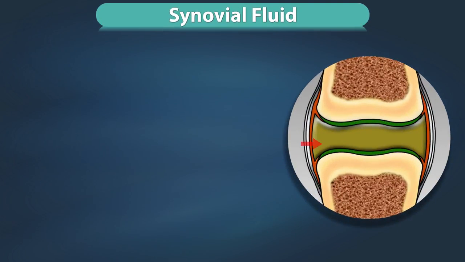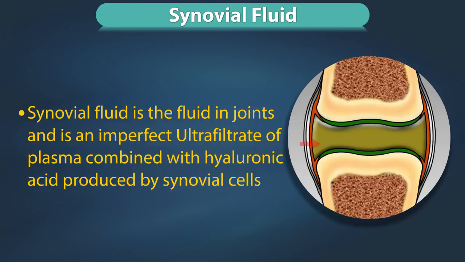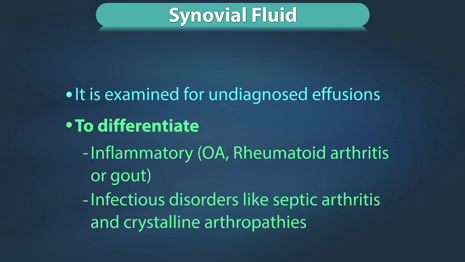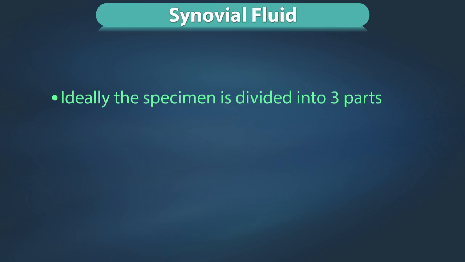Synovial fluid. Synovial fluid is the fluid in joints and is an imperfect ultrafiltrate of plasma combined with hyaluronic acid produced by synovial cells. It is examined for undiagnosed effusions to differentiate between inflammatory and infectious disorders like septic arthritis, and for crystalline arthropathies like gout. Ideally, the specimen is divided into three parts.